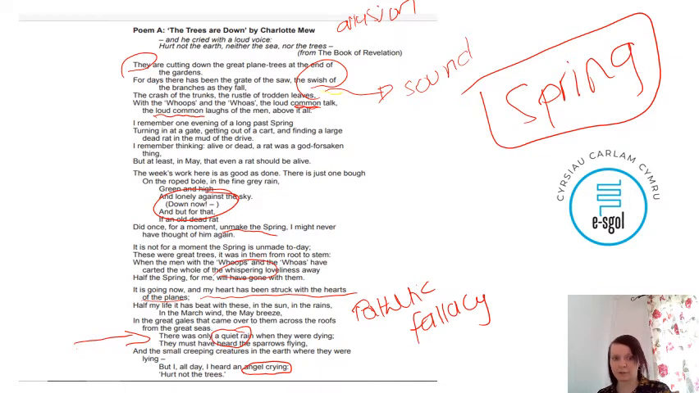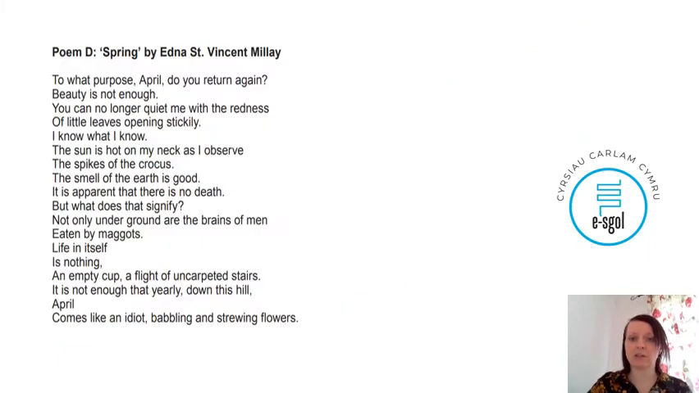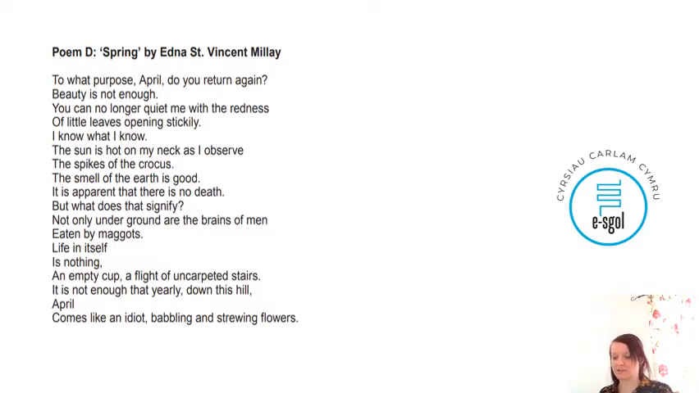We'll have a brief look now at the other poem, okay? So we'll have a look at poem D, Spring, by Edna St Vincent Millay. So a much briefer poem in comparison, possibly one of the reasons why it was one of the most popular choices by candidates. So we'll have a read through this initially.